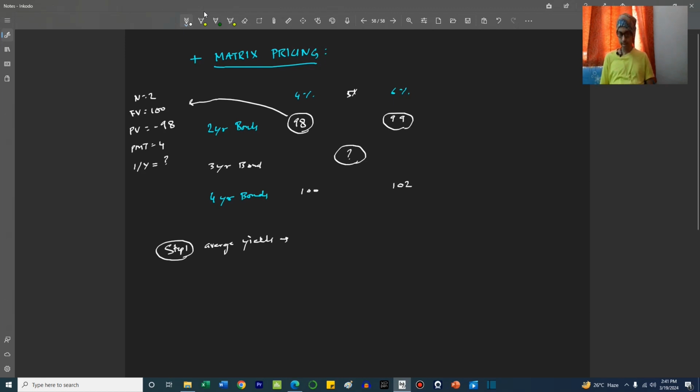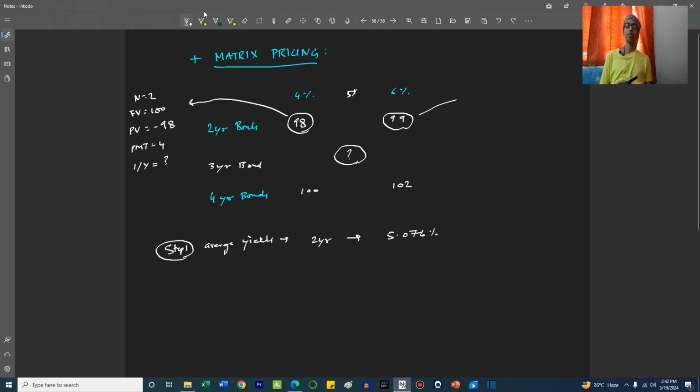We can easily do that. PV is equal to minus 98, FV is 100, PMT is 4, N is 2, we compute the yield. For the 2-year set of bonds, the first one is giving 5.076%. Okay.